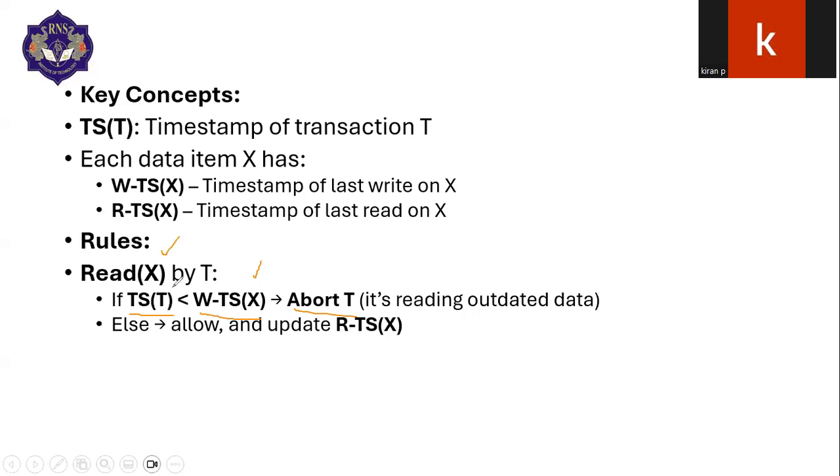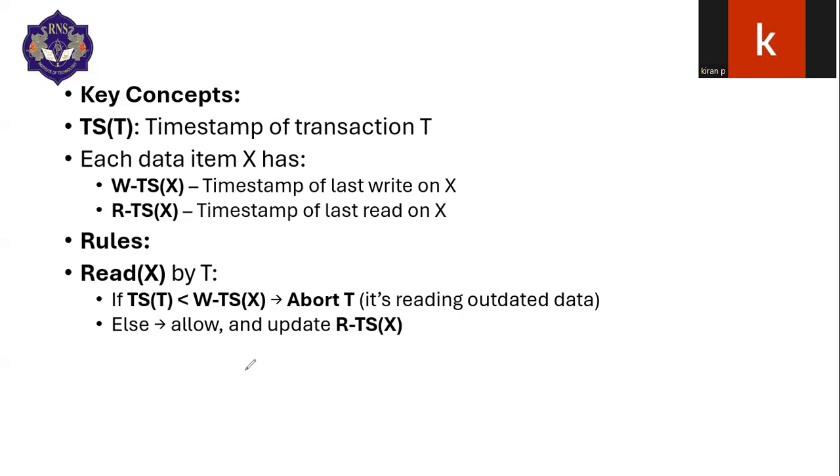Let me show you with one more example. TS of T is the starting time of the transaction. You are comparing it with somebody who has already written something on the object. Let us assume this is 10 a.m. and this is 11. It means that during your time of execution, somebody else has already written it. If that is the case, we abort the transaction.